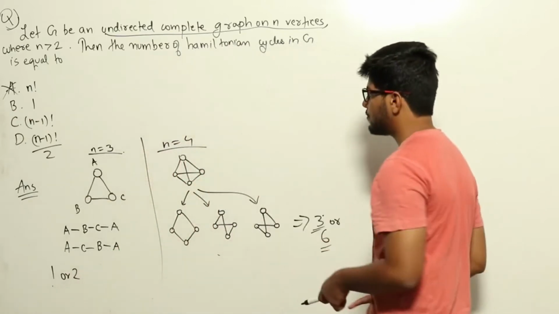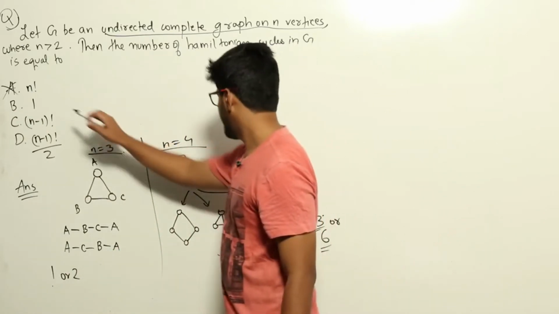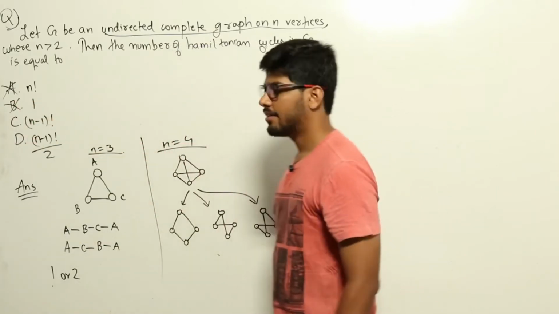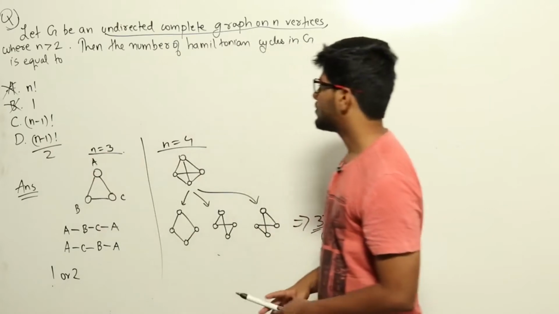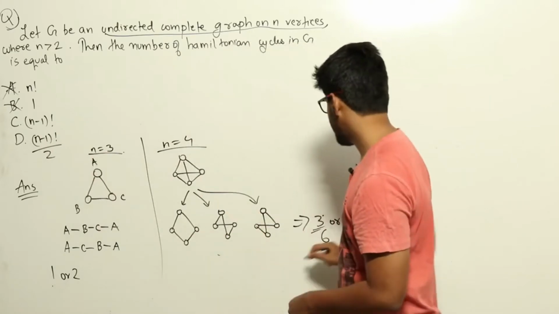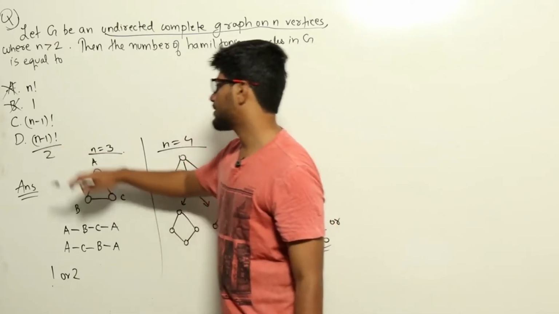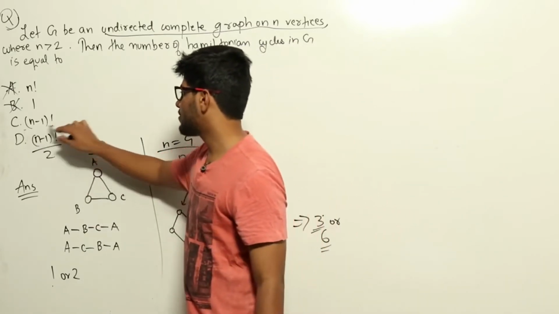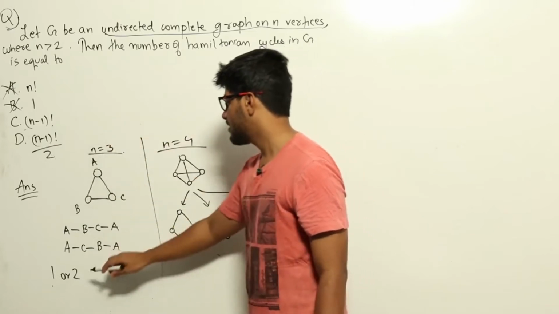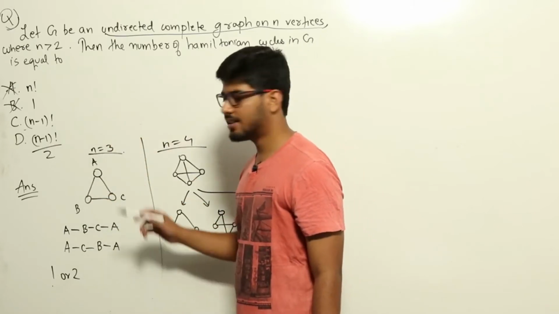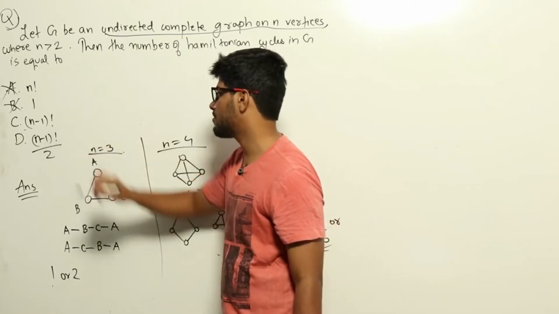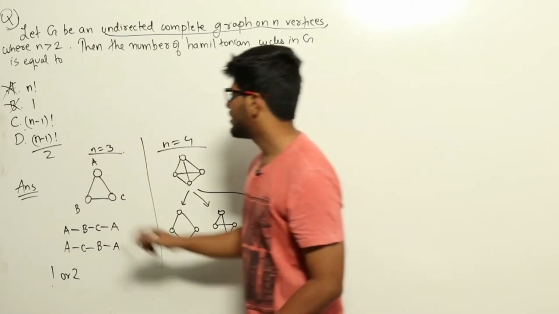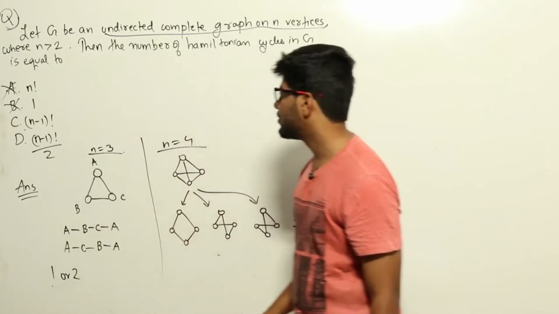Now coming to n equal to 4, we have the answer as 3 or 6. So clearly B is 1, that is wrong. Now C is n minus 1 factorial, that is 3 factorial, that gives 6. And D is n minus 1 factorial by 2, that gives 3. So clearly it is n minus 1 factorial if we are considering the reverse of a cycle as a different cycle. In that case it is n minus 1 factorial. But if we are considering the reverse of a cycle also as the same cycle only, then we will be getting n minus 1 factorial by 2.